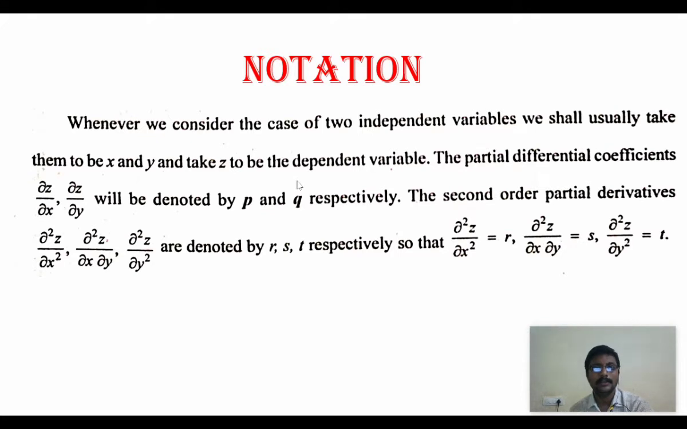R is dou square z by dou x square. S is dou square z by dou x dou y. And T is dou square z by dou y square. So p, q are first order partial derivatives and r, s, t are second order partial derivatives. Don't forget the notation of first order and second order partial derivatives. P is dou z by dou x, Q is dou z by dou y, and the second order partial derivatives are r, s, t, that is R is dou square z by dou x square, S is dou square z by dou x dou y, and T is dou square z by dou y square.